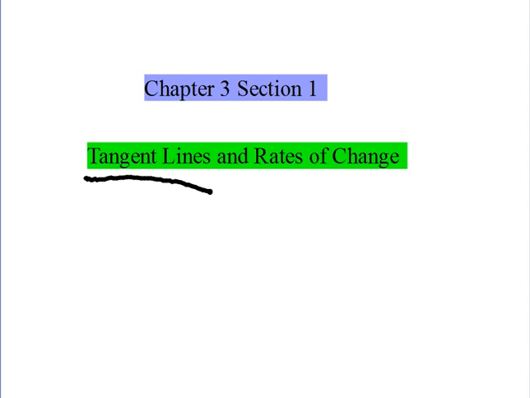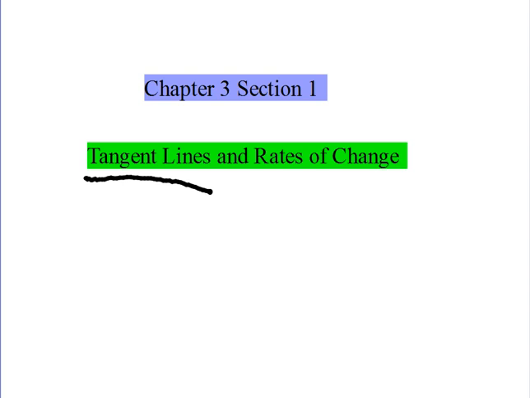Now, Chapter 3 gets into the beginning of answering that very first question of calculus. If you remember from the first day of class, calculus tries to answer two basic questions: one, finding an instantaneous rate of change, and two, finding the area of odd shapes. And so Chapter 3 starts answering that first question.